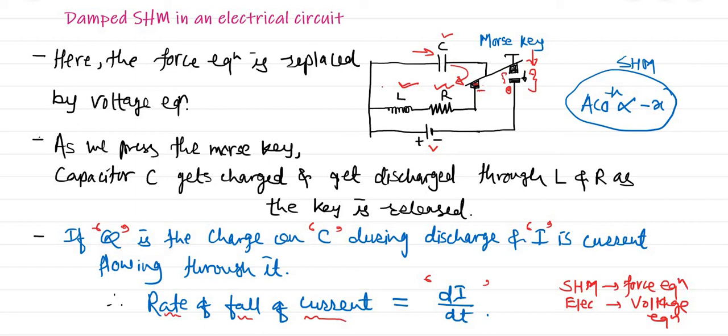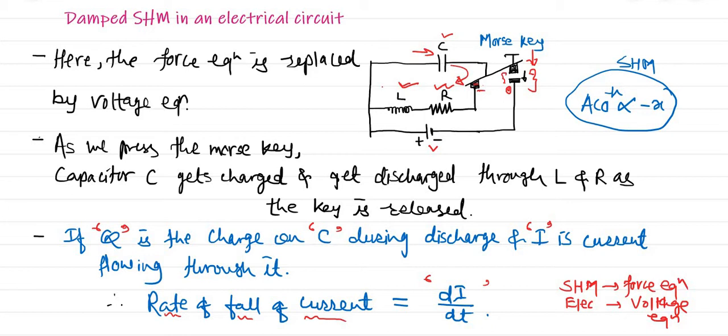Hello friends, welcome to my channel once again. We were discussing damped simple harmonic motion in an electrical circuit in the last video, in this particular paper. So we have seen up to equation number 9, in which we calculated the constants A and B.